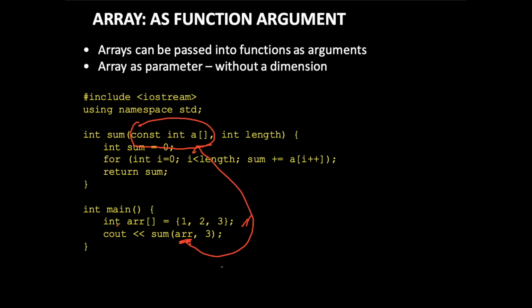Argument is what you pass into a function. Parameter is what comes in as a function signature. So inside this function definition here, A and length are both called parameters. But ARR is what we call the argument. So this sends the argument over into the function called sum. Okay, so that's one thing.